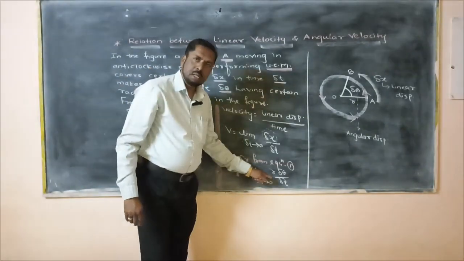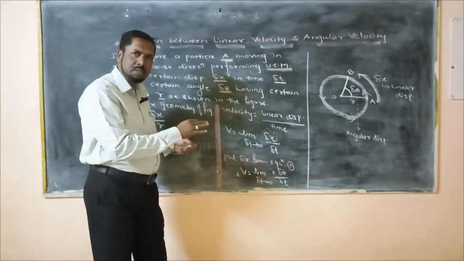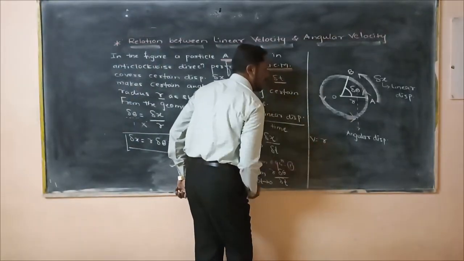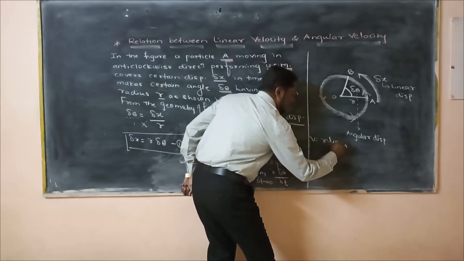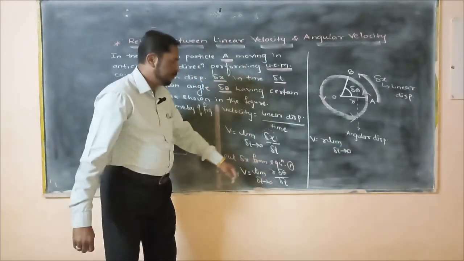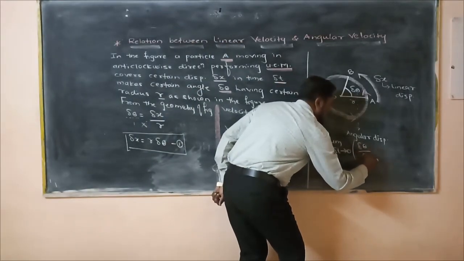So here is the radius. Take the radius outside the limit. Why? It is the constant factor. So we can write that v is equal to r limit delta t tends to 0. What remains? Delta theta upon delta t.